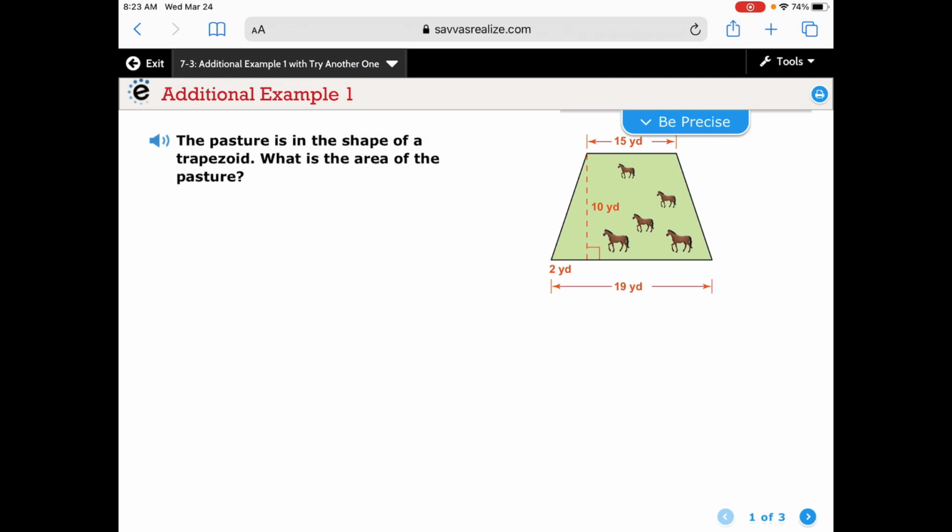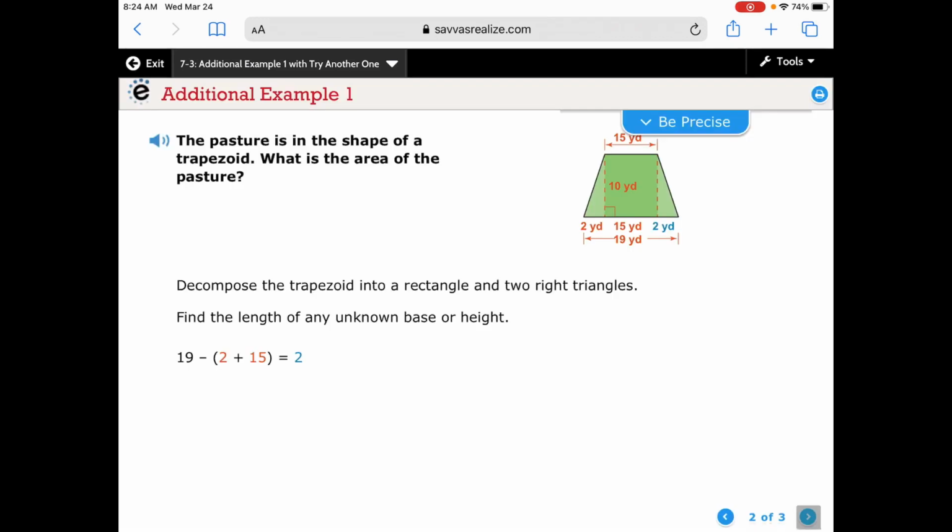All right, let's look at an additional example. It says the pasture is in the shape of a trapezoid. What is the area of the pasture? So we see that we have 2 triangles here. All right, 2 times 10 is the 20. All right. So what we're going to actually do is do 15 plus 2, all right, which is the 17.